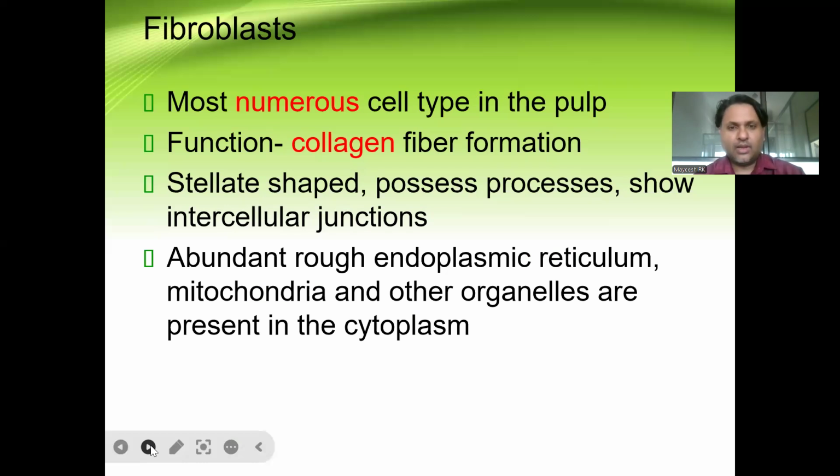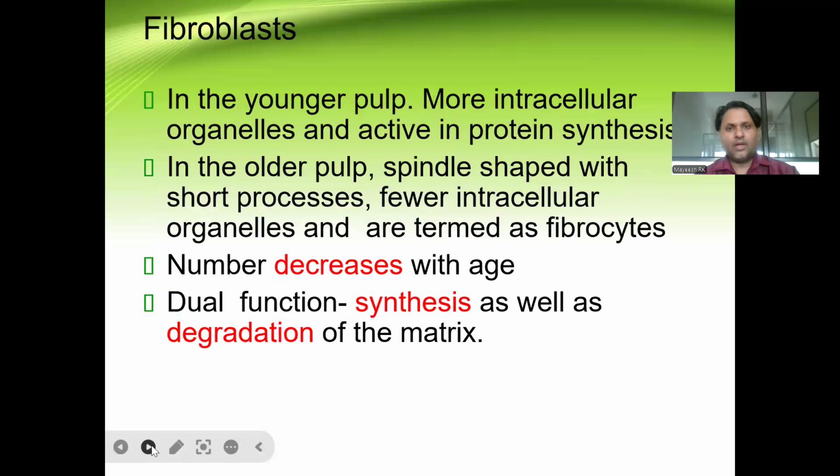It's basically stellate in shape. It possesses processes showing intercellular junctions. And of course, if it's actively synthesizing fiber, you have a lot of rough endoplasmic reticulum and mitochondria present in the cytoplasm. In the younger pulp, you see more of this because of active synthesis. In older pulp, it's going to reduce. It's going to decrease with age. And as I discussed earlier, the dual function of the fibroblast.